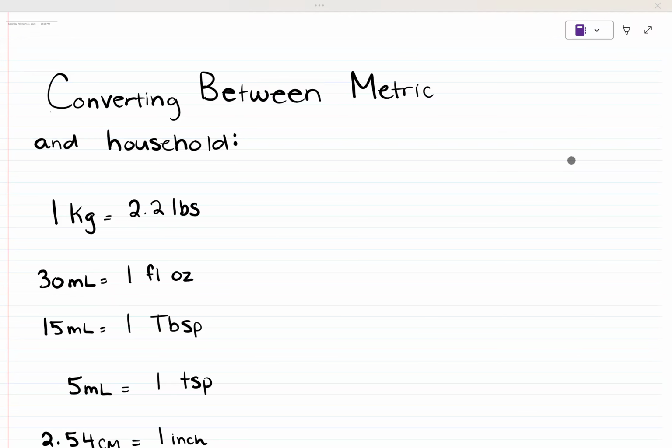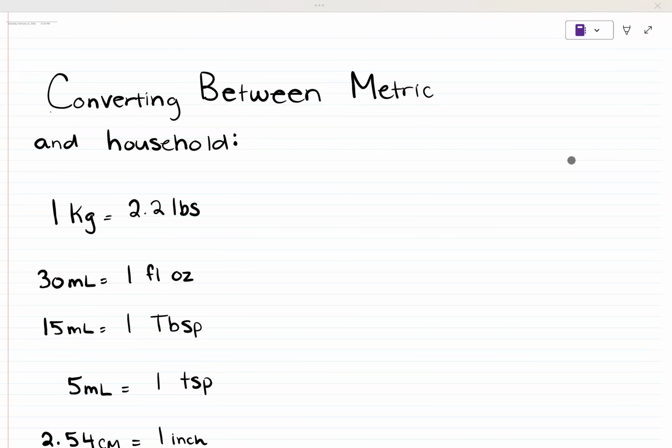Hello. In this video, I will go over how to convert the metric system to the household system and vice versa, household system to the metric system. So, yeah, we are definitely converting between metric and household and vice versa.